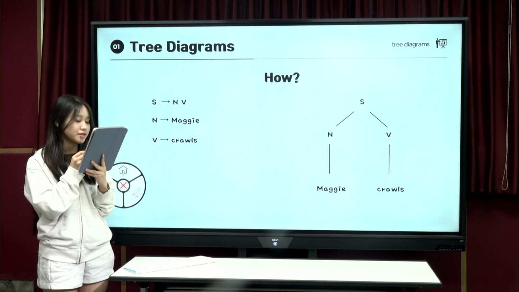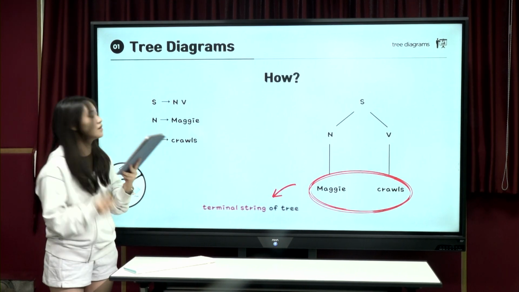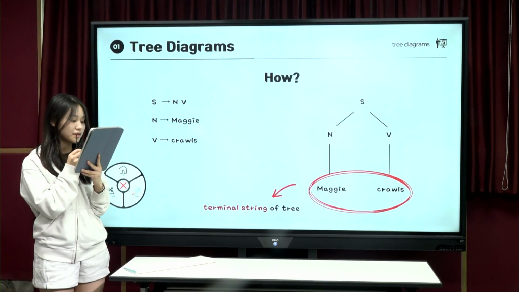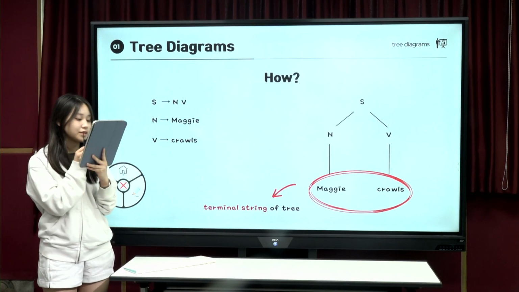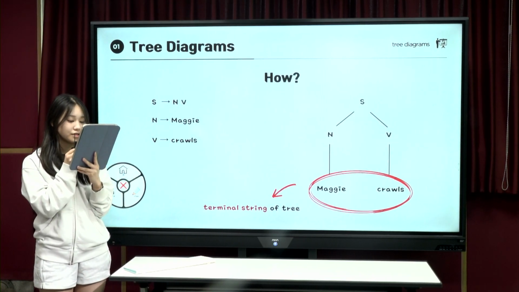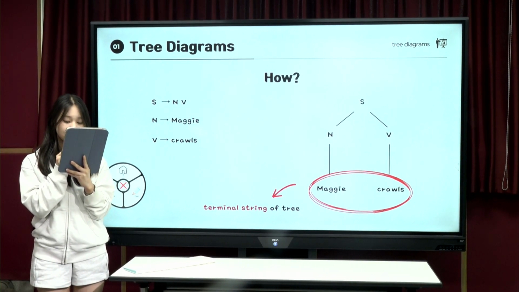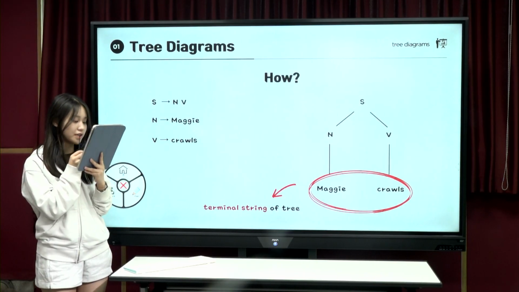The string of words at the bottom of the tree is the sentence that we are trying to generate. It is sometimes called the terminal string of the tree. Tree diagrams ignore the order in which the rules are applied, so it abbreviates the family of alternative derivations that differ only in order of rule application.